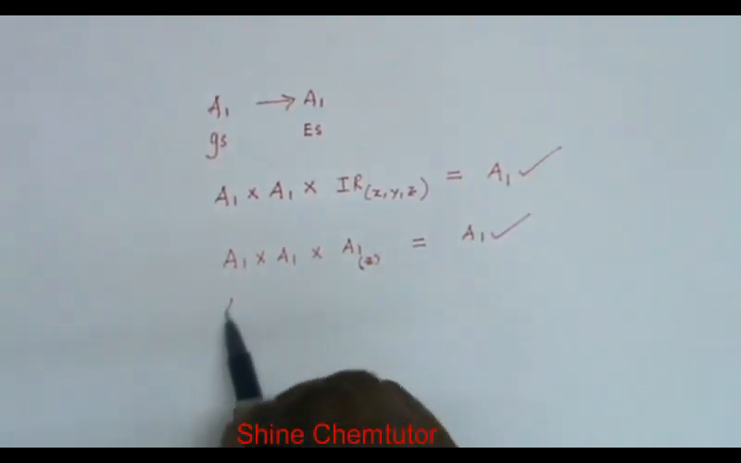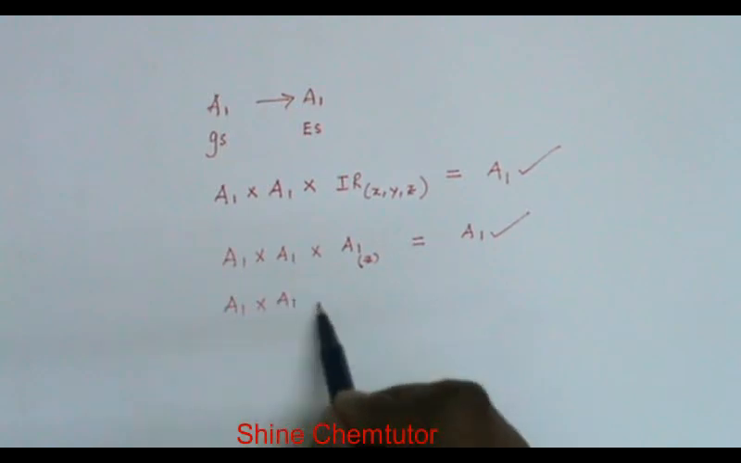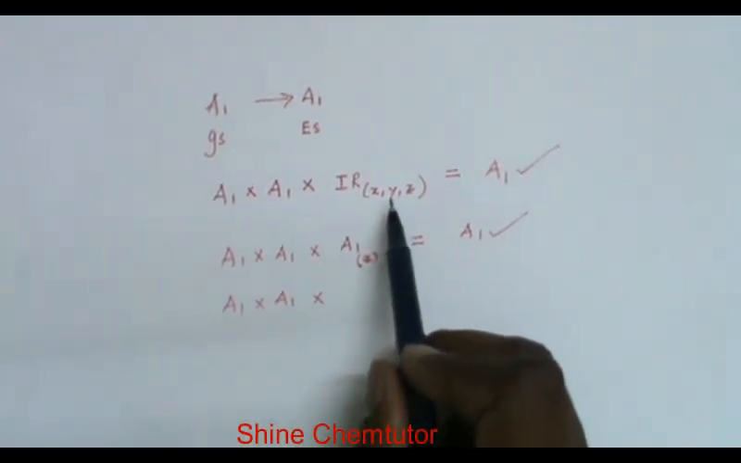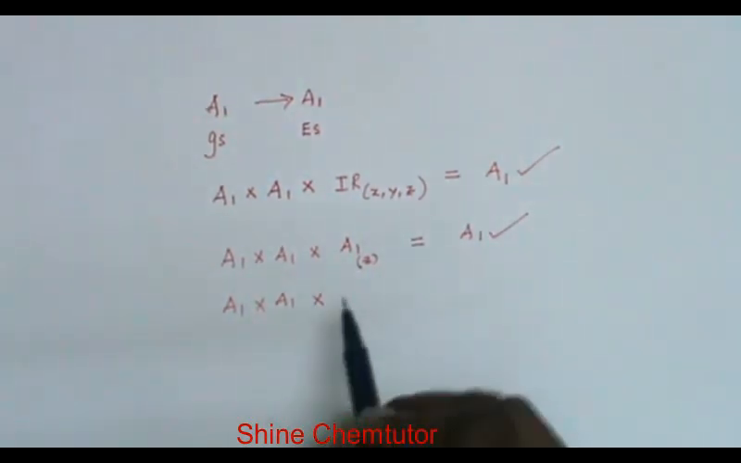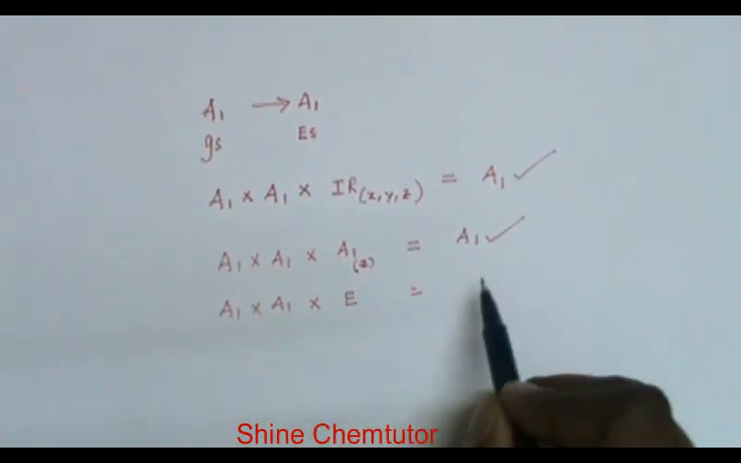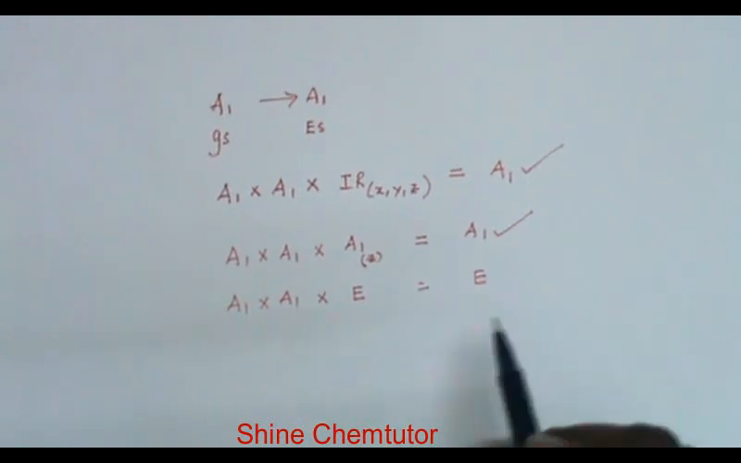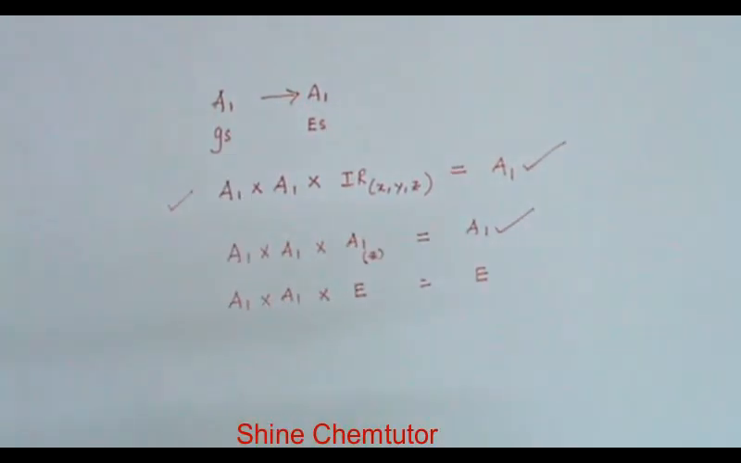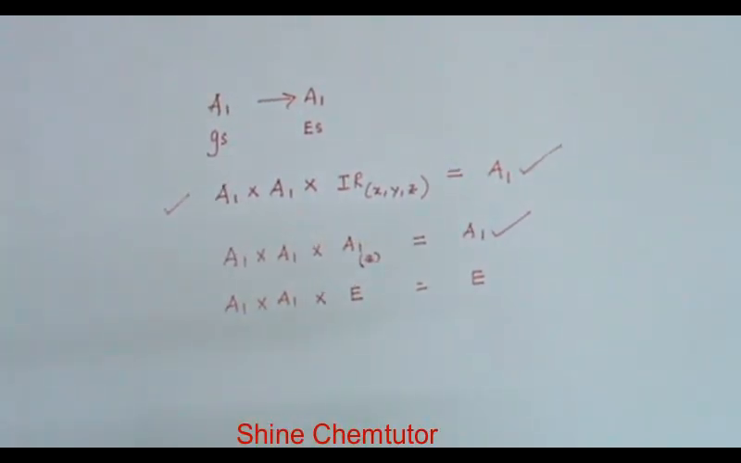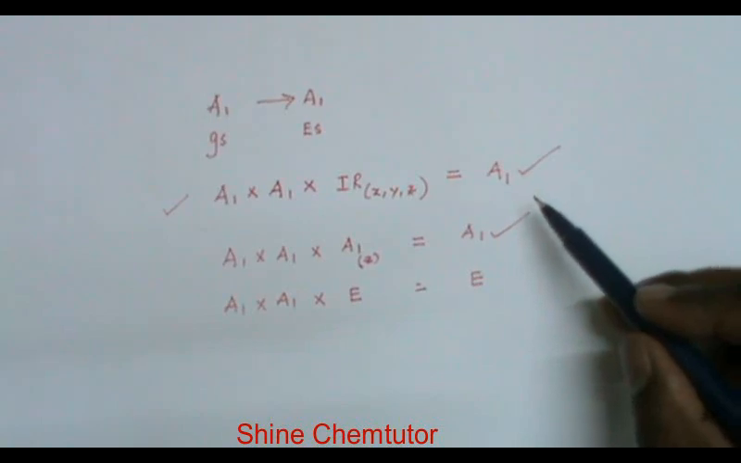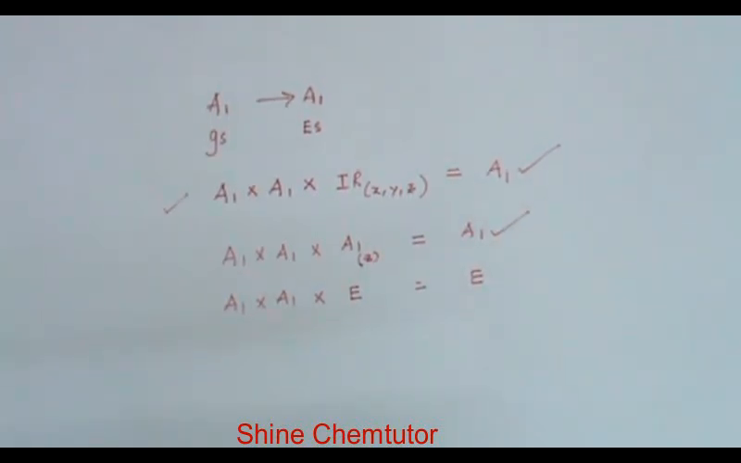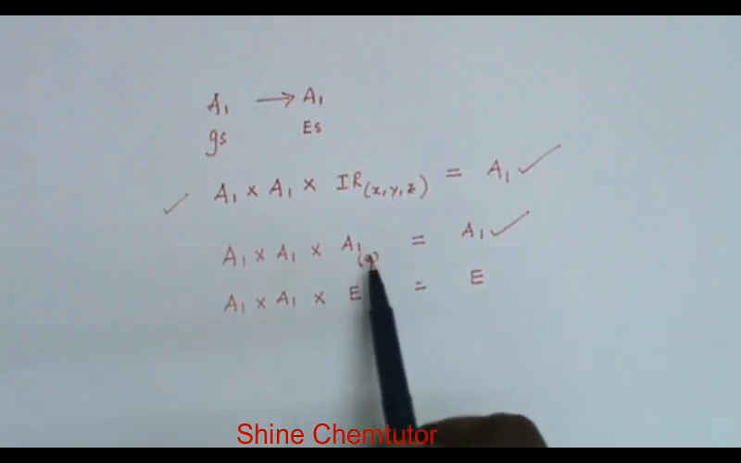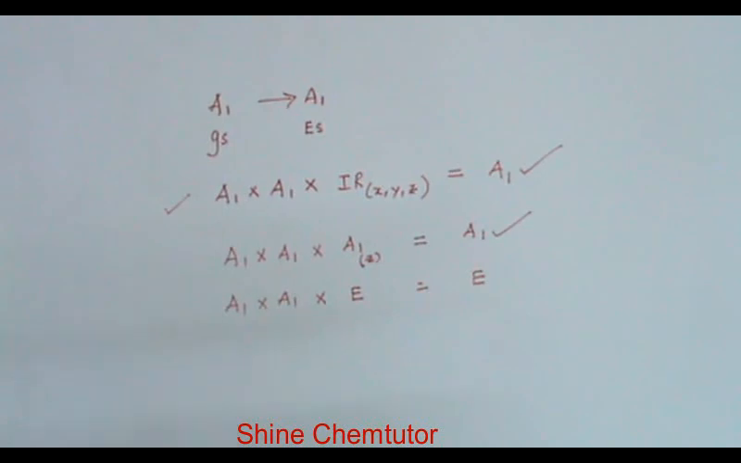At the same time, for the irreducible representation that corresponds to the x and y coordinates, that is nothing but E, I will get E. It is not totally symmetric, but still this transition is allowed. So it is not compulsory that I should get the totally symmetric irreducible representation for all three coordinates. For at least one I should get it. Here I have got it for the z coordinate, because of that it is an allowed transition.